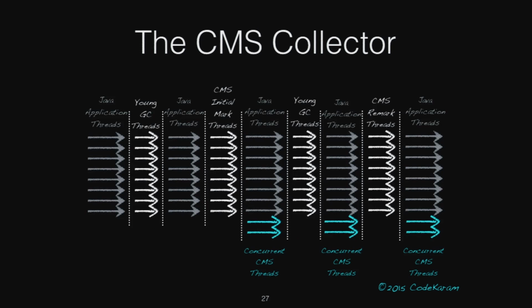So how does that look? Here we have the same things. Gray is application threads, white is GC threads, and then I have blue to show the concurrent CMS threads. And basically you see there's a young GC, similar to what we saw earlier. Then we have the CMS initial mark where everything is stopped to make sure that we have the GC roots. And then we have some concurrent threads to trace the roots and everything.